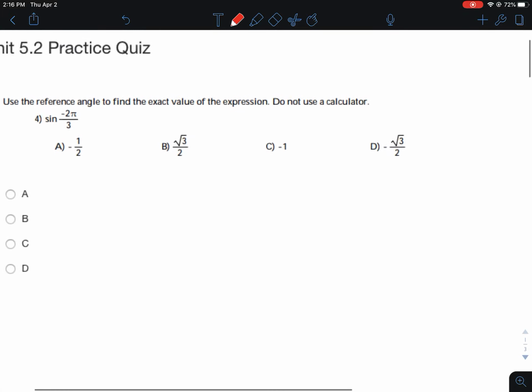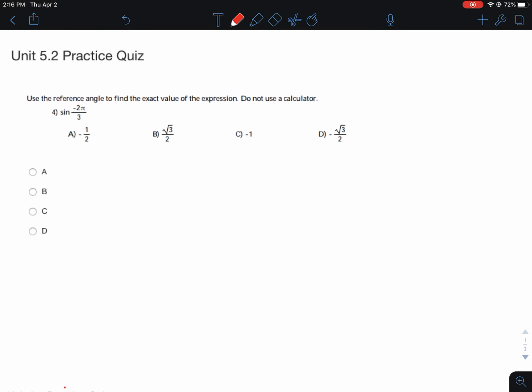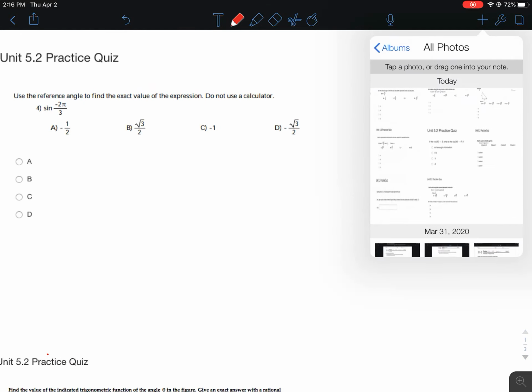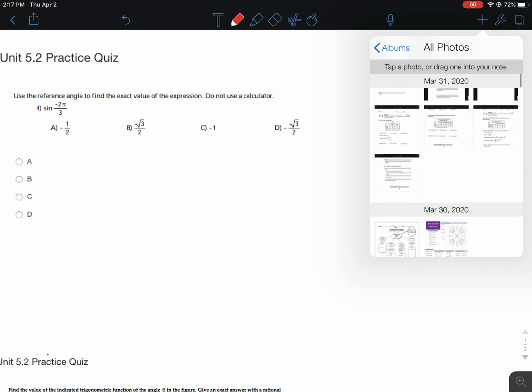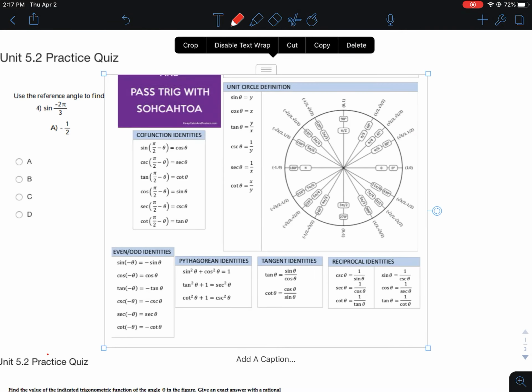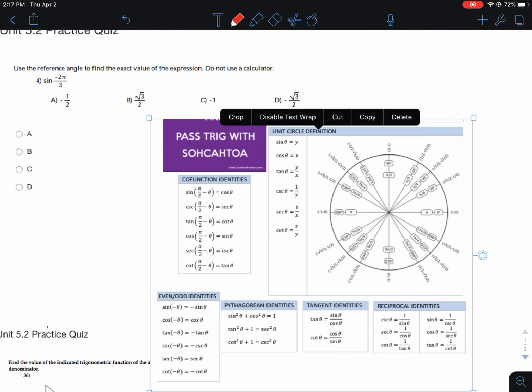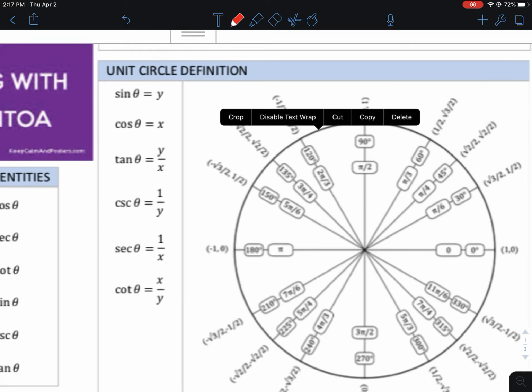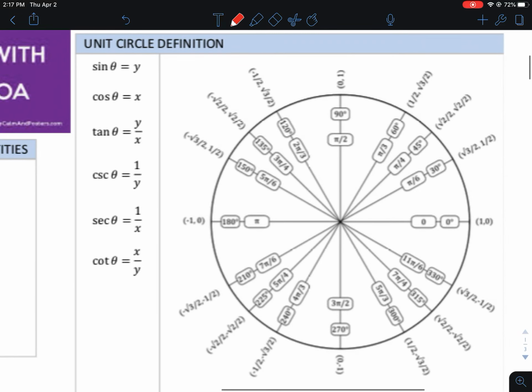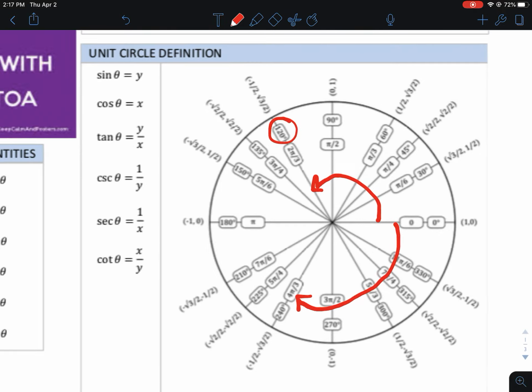So the first one says find the sine of negative 2 pi over 3, and actually let me pull in the unit circle. There's one. If I look here, we want negative 2 pi over 3, right? Positive 2 pi over 3 is here, that's 120 degrees. So negative 2 pi over 3 would go from 0 clockwise, and you're going to hit at 240 degrees, or 4 pi over 3.